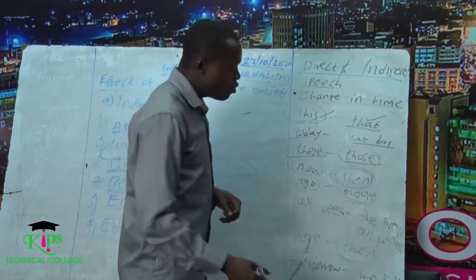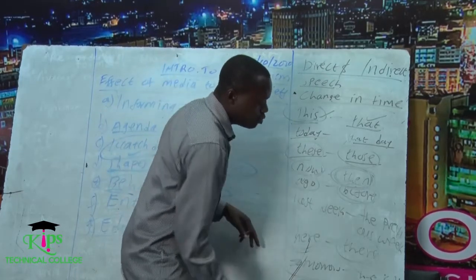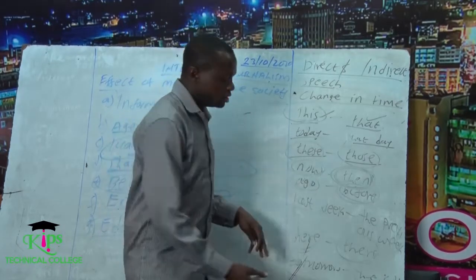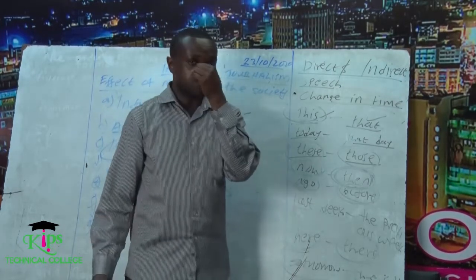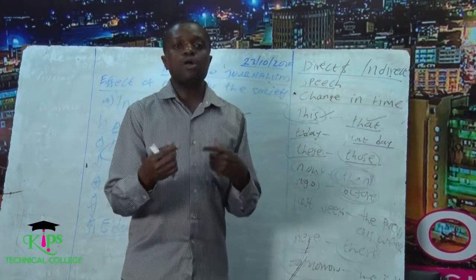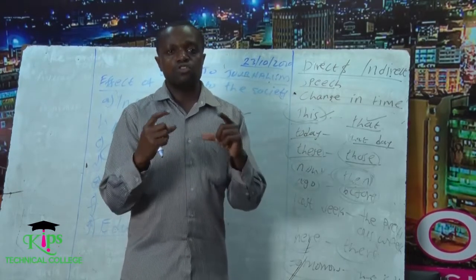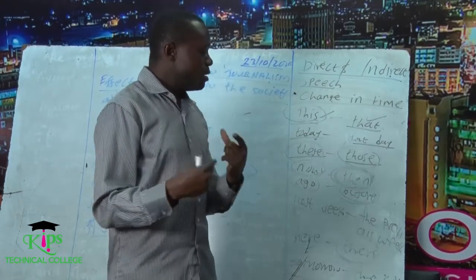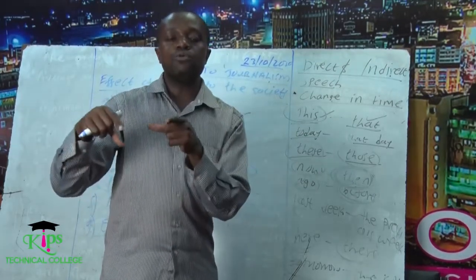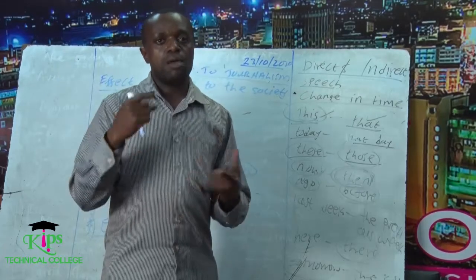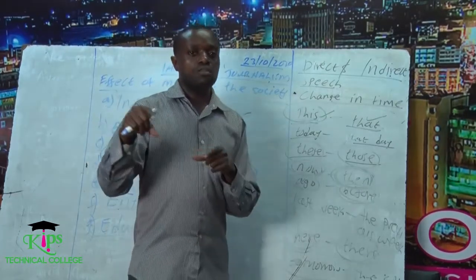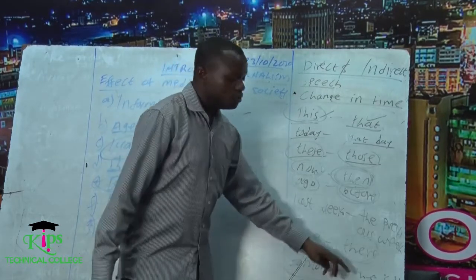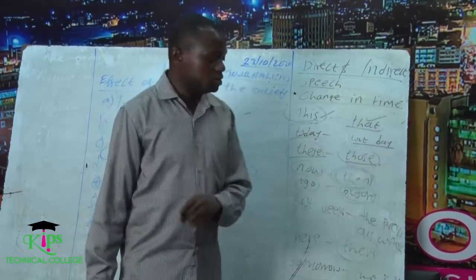A word like tomorrow changes to the following day or else a day after. For example, somebody says, "Tomorrow I'm traveling to Kisumu." My mom said that she was traveling to Kisumu the following day, or the next day. So tomorrow changes to the following day or else to the next day.